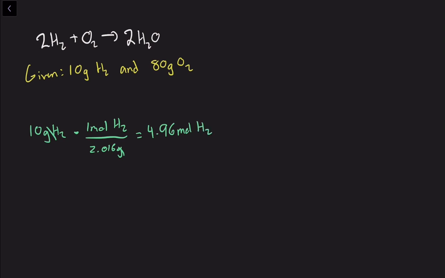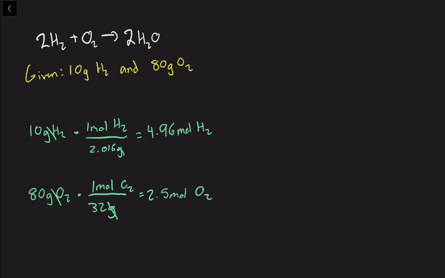Now let's do the same for our oxygen. We have 80 grams of oxygen, and we're going to do 1 mole of oxygen over 32 grams. Again, our grams cancel out. We're left with moles of oxygen. 80 divided by 32 gives us 2.5 moles of oxygen.